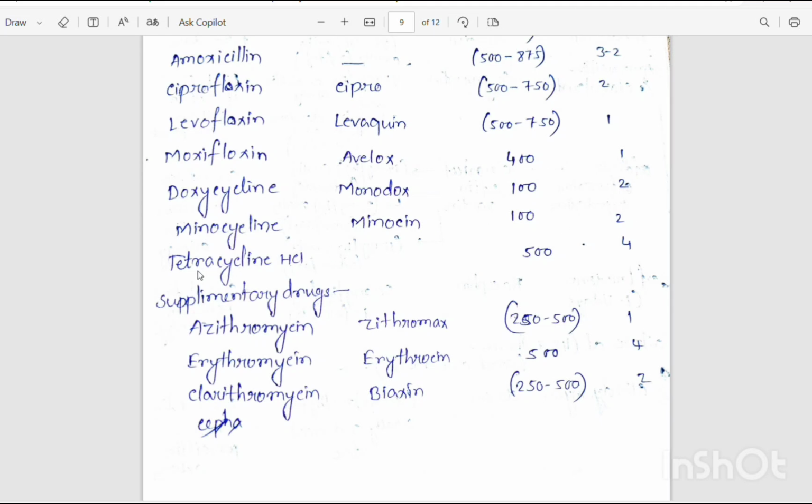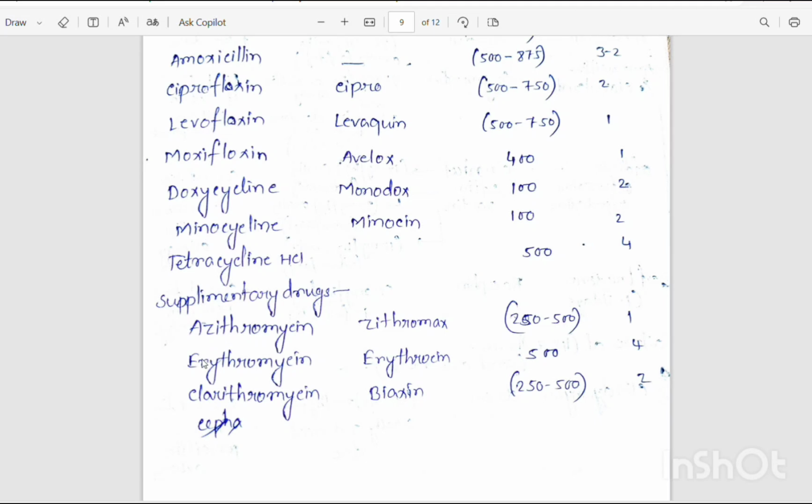Then the last antibiotic for the bronchitis is tetracycline HCl. The brand name is also tetracycline HCl and the dose will be 500 mg, 4 times a day. And the supplementary drug for treatment of bronchitis is azithromycin. The brand name is Zithromax and the dose will be 250 mg to 500 mg, taken once a day.